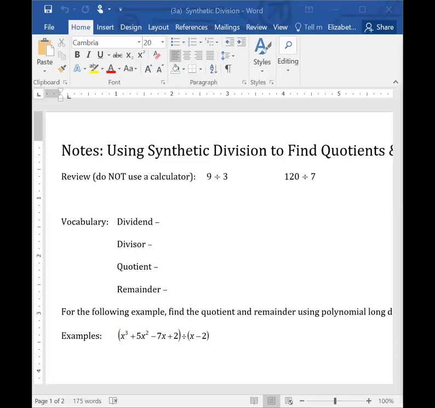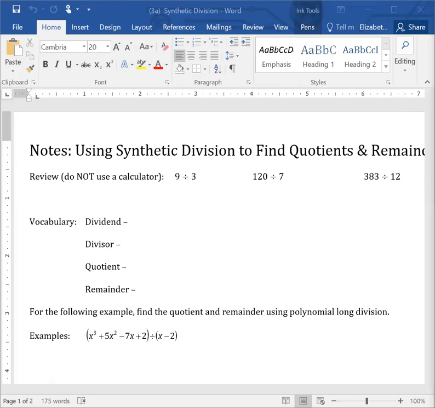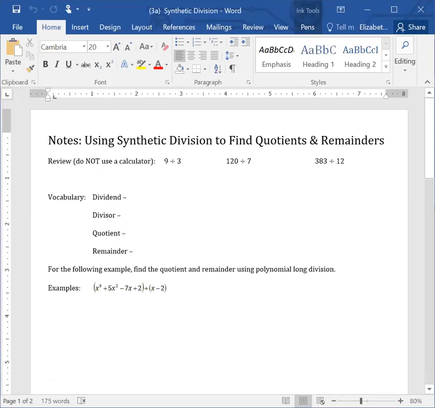All right, so today we're looking at using synthetic division to find quotients and remainders. First things first, let me zoom this out a little bit so we can actually see what we're doing here. All right, so let's do a quick review of things.